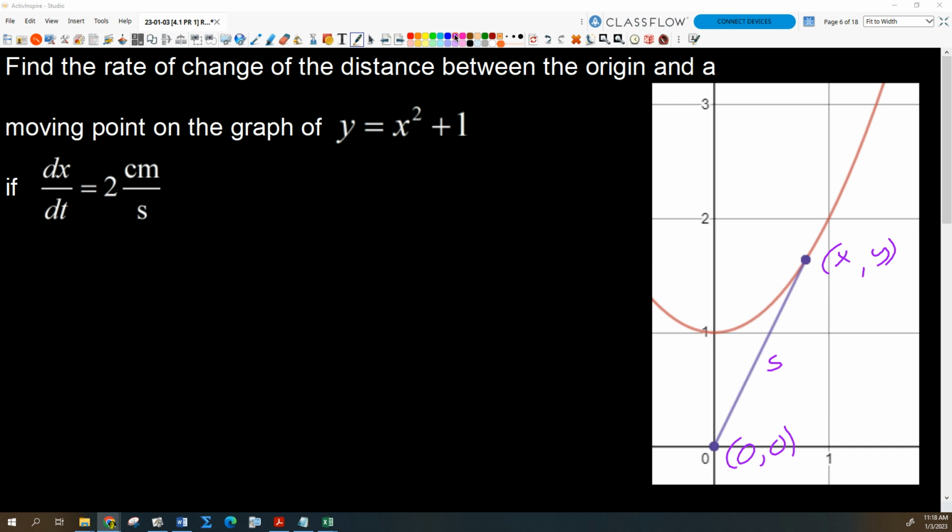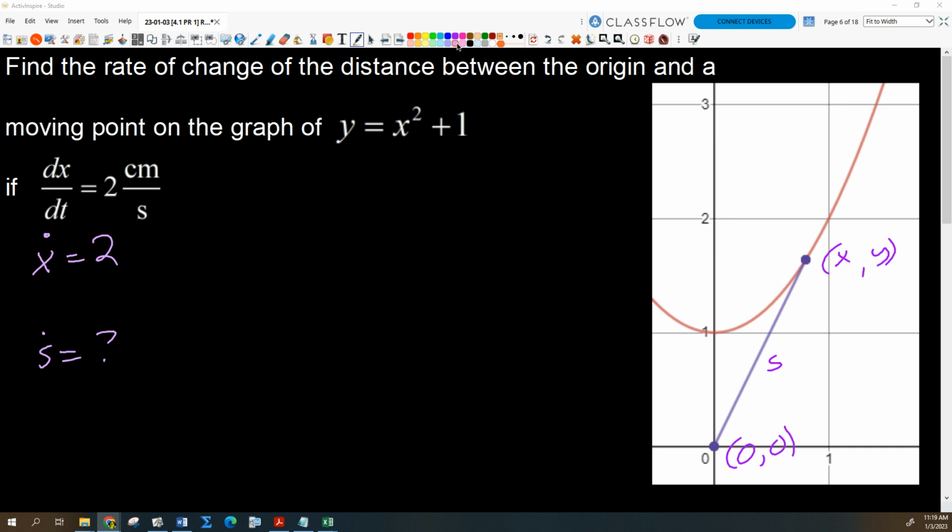All right, so we've got some information here then. That's really all we know, isn't it? We know that x dot equals 2. Let's write this in terms of dots, how about? So x dot equals positive 2. And we're looking for s dot, aren't we? ds dt? Okay.